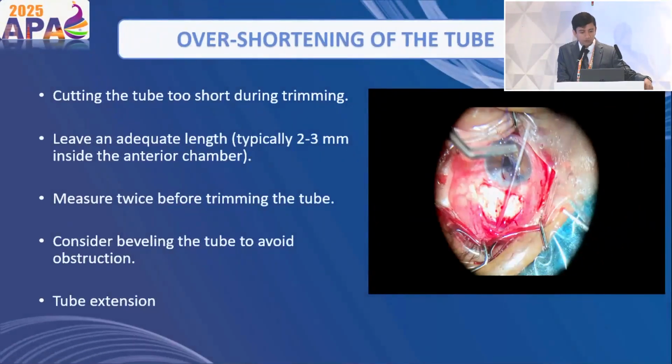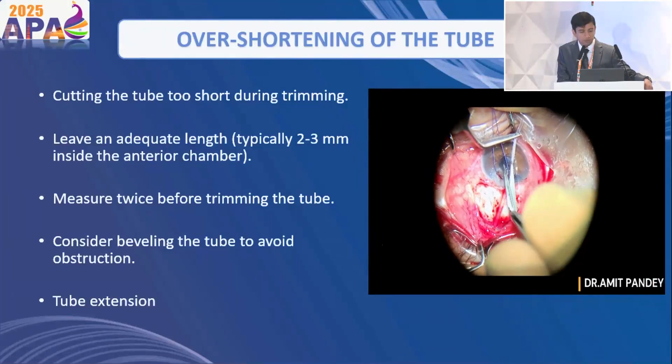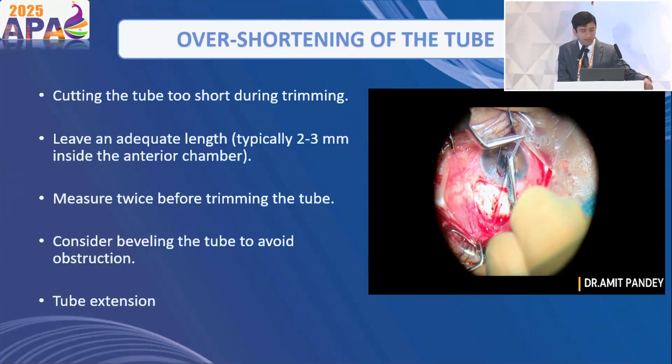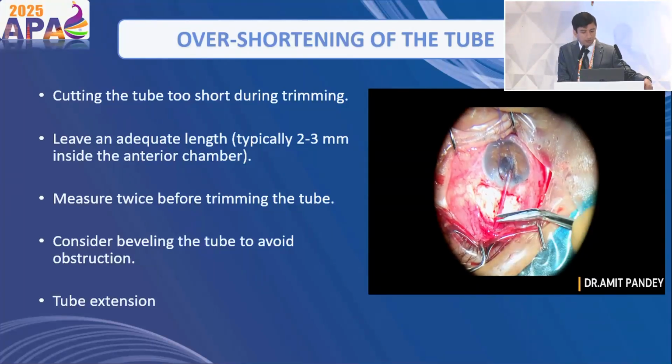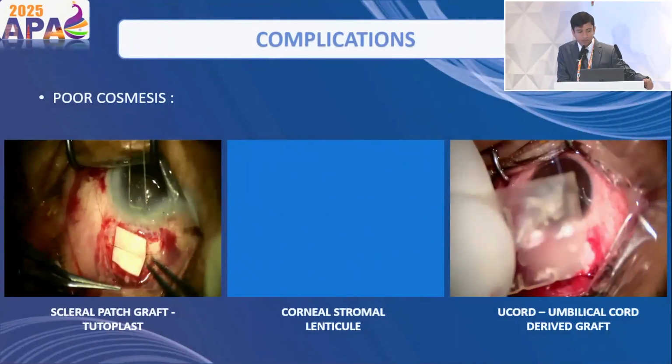Over shortening of the tube can also happen. So what you need to do is you put the tube on the cornea and take 2 to 3 mm at least. I would suggest if you are beginning with the surgery to make it a little longer. You can always trim it shorter, but making a shorter tube longer would be difficult. That can also be done. I'll show you a tube extension as well.